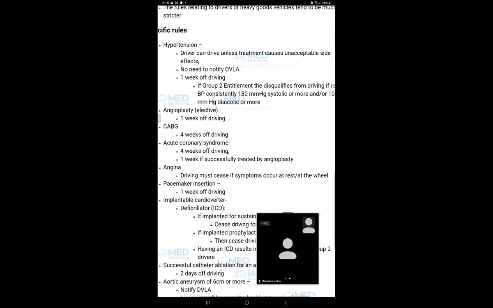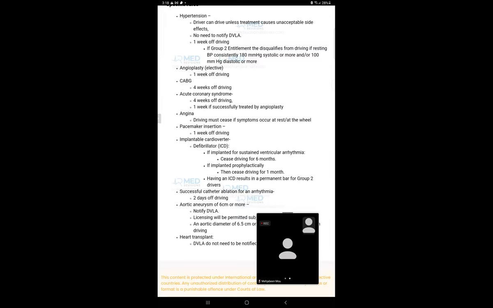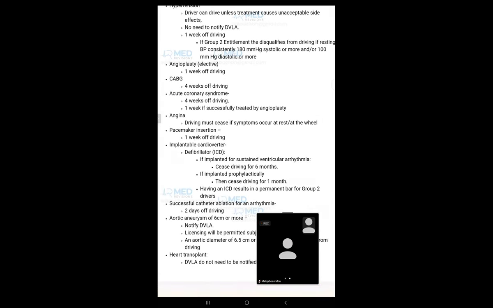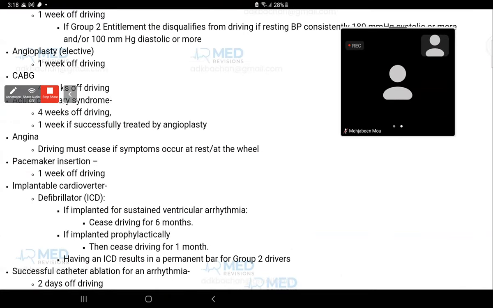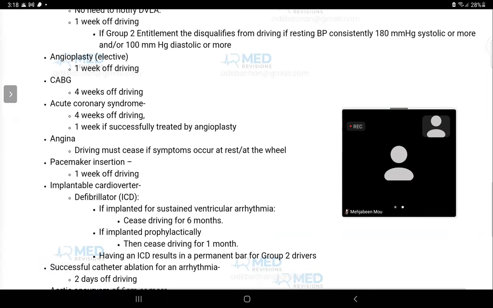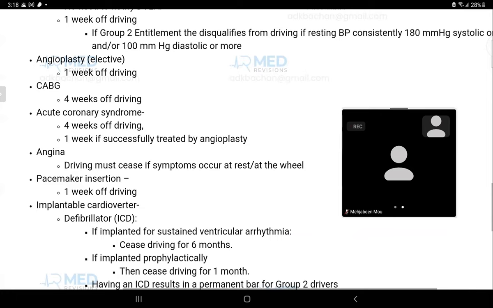For hypertension, you could take 1 week off of driving if you are having an emergency kind of hypertension situation. For angioplasty, let me just, one second, because you guys can see it's a small screen, so I'm just going to tilt it. Okay, here is the thing. If you went through an angioplasty which was elective, you'd be taking 1 week off of driving. So this person did not go for angioplasty, right? If he went for an elective angioplasty, not the one that was diagnosed or told by the physicians, he'd be taking 1 week off of driving.